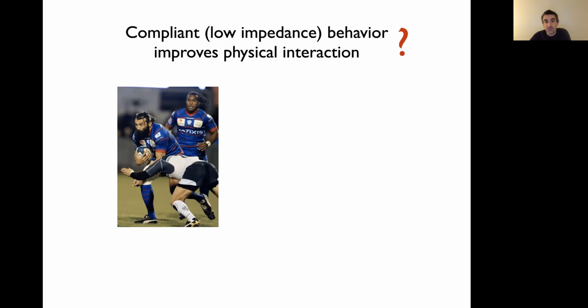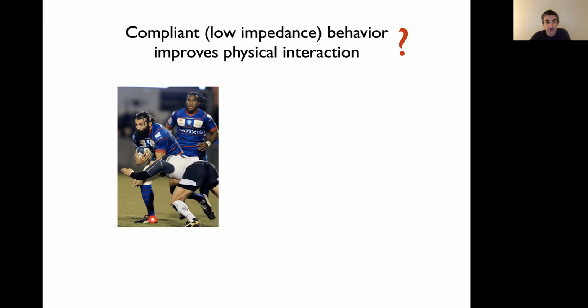So here you could argue that, in order to deal with the external disturbance, which is basically the player from the other team, you want to hold the rugby ball really, really tight. That means you need to be very, very stiff in your holding, in the fingers and the arm, such that you can reject the disturbance that is coming.